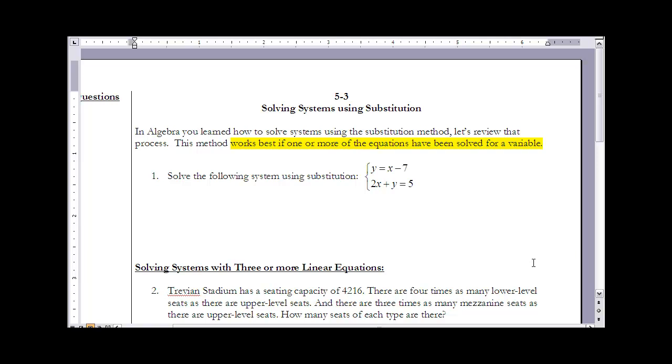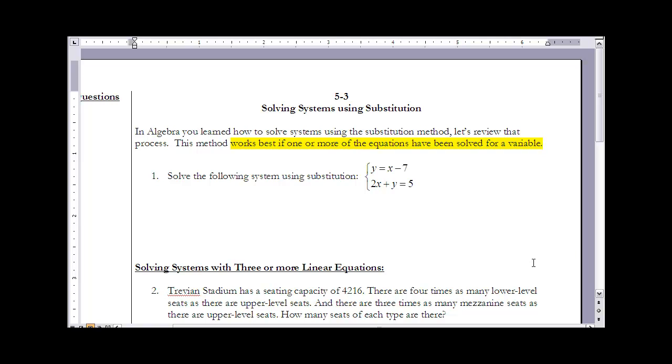So in your Algebra 1 course, you were looking at systems, and one of the methods that you used for solving systems was substitution. So in this section, we're really reviewing that method. We'll go a little deeper and do a little bit more with word problems, but the ideas are the same as what you had in your Algebra 1 course.